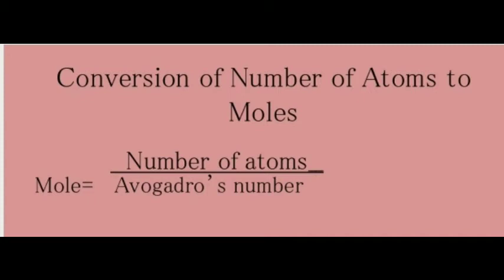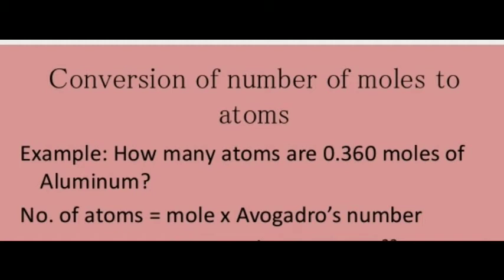Now if the number of moles is given and we have to calculate the number of atoms, then from the same formula we can calculate the number of atoms also. What are we going to write? Number of atoms equals number of moles multiplied by Avogadro's number.